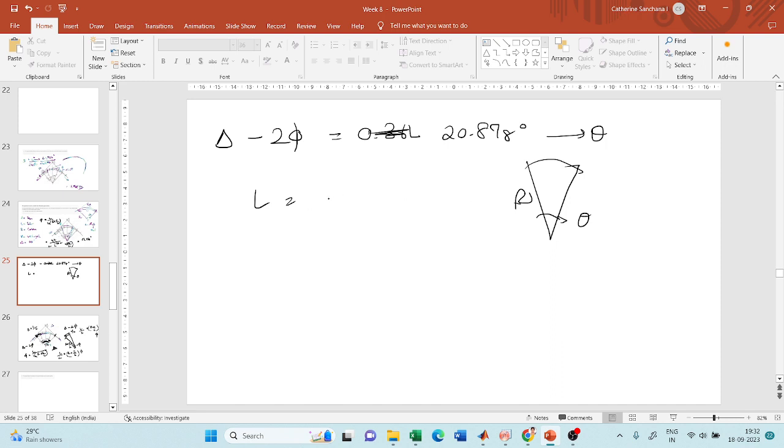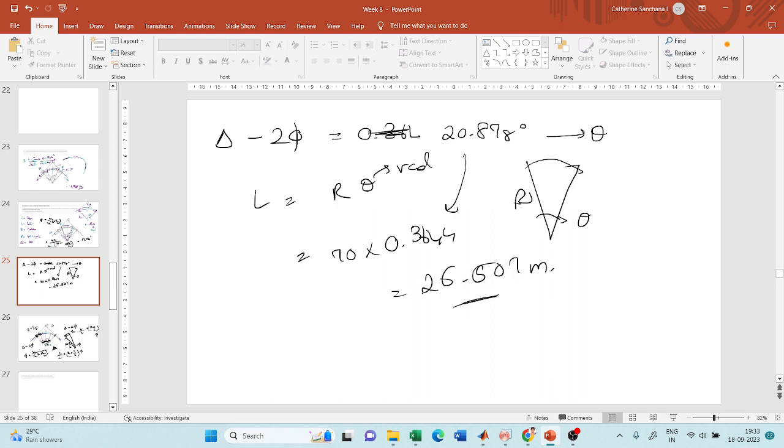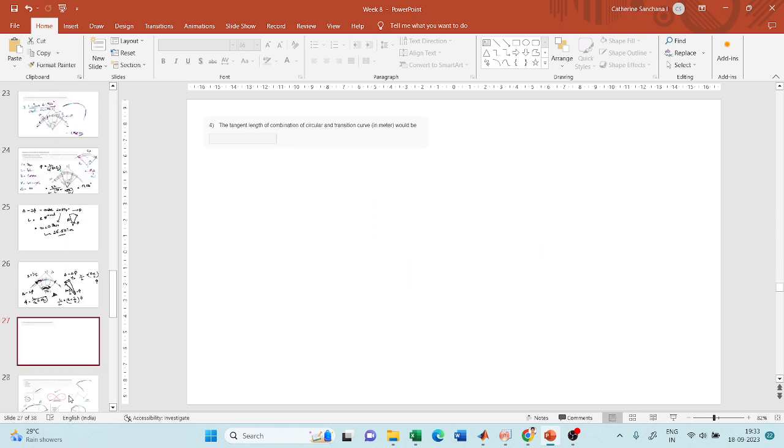Curvature length will be r into theta in radians. So r is nothing but 70 into 0.3644, which is 20.878 degrees in radians, and this will give me 25.507 meters. So this is the length of the circular curve. Now moving on to the next question.